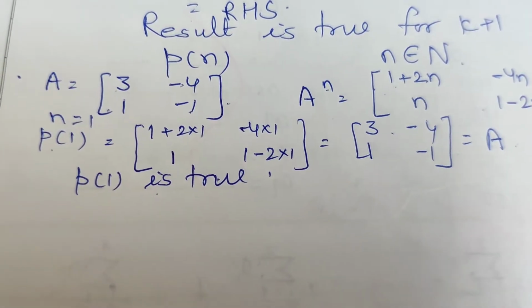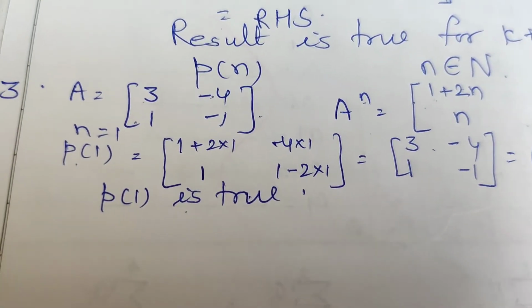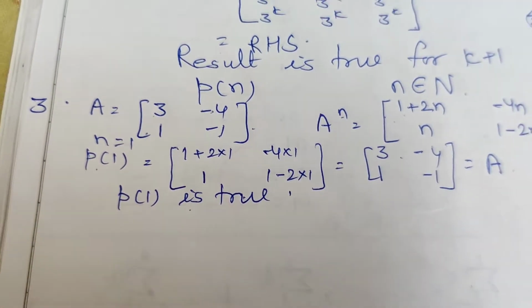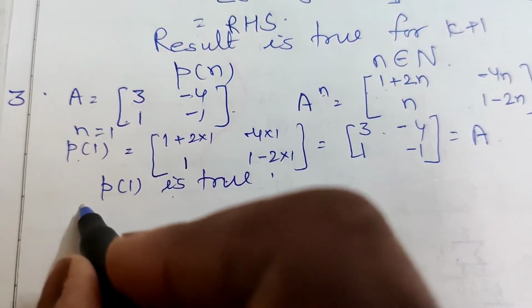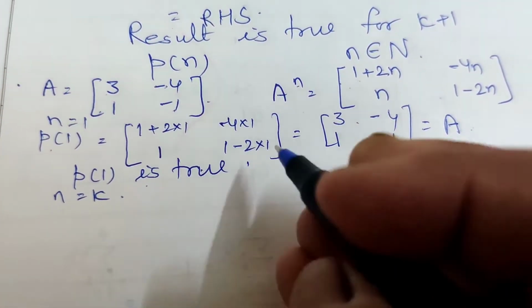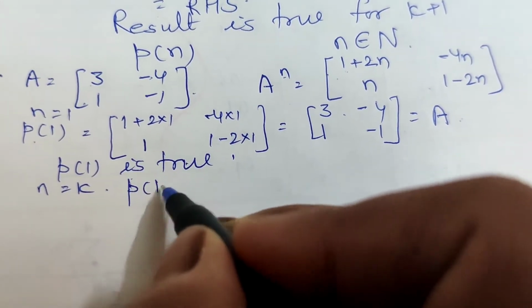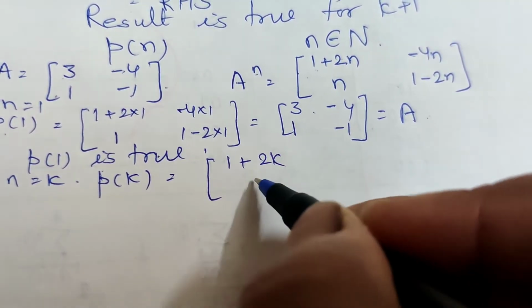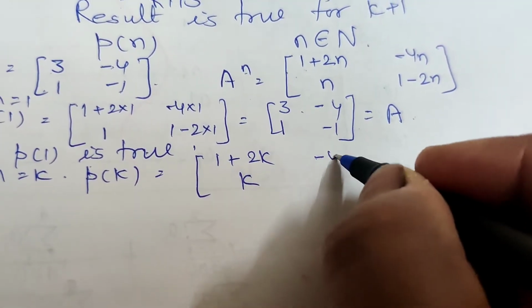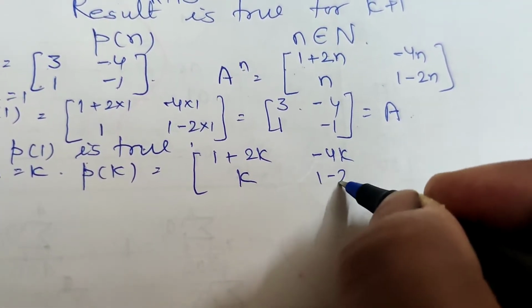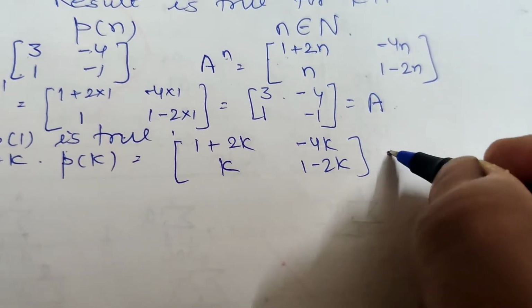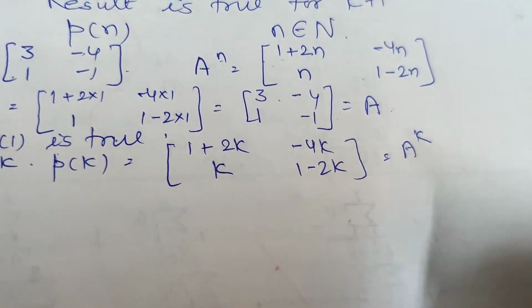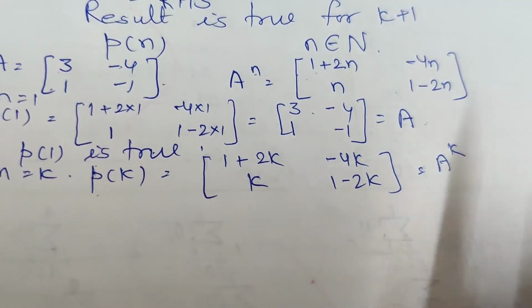And the next, if P equal to k, now put n equal to k. N equal to k means then Pk equals 1 plus 2k, k, minus 4k, 1 minus 2k. This is A raised to power k. It means Pk is true.